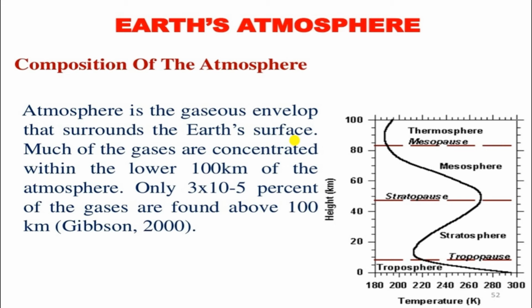Now the earth's atmosphere. We also have to know about the earth's atmosphere because during different atmospheric conditions the electromagnetic energy is scattered or reflected by it. The atmosphere is a gaseous envelope that surrounds the earth's surface. Much of the gases are concentrated within the lower 100 km of the atmosphere. Only 3 into 10 raised to 5 percent of gases are found above 100 km, as stated by Gibson in 2000.